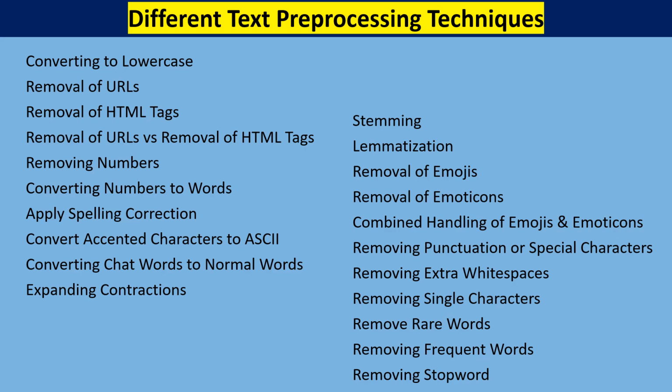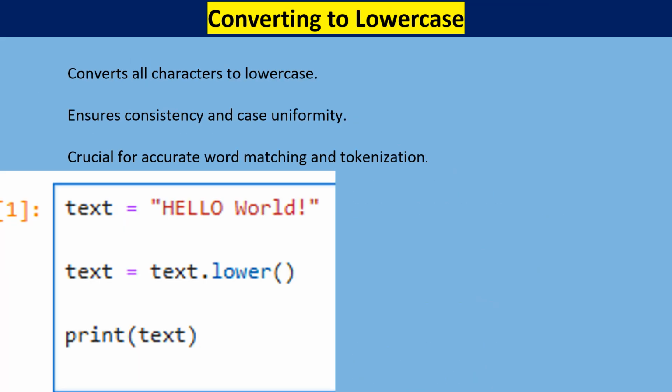Different text pre-processing techniques. Converting to lowercase. Converting all characters to lowercase is one of the first steps in text normalization. This step ensures Hello, hello, and HELLO are treated as the same word by machine learning models and text analysis tools. Text data can be inconsistent in casing due to user input, formatting, or system source.